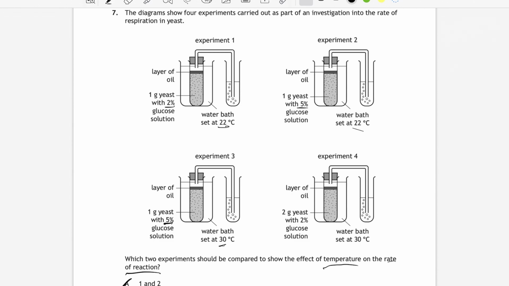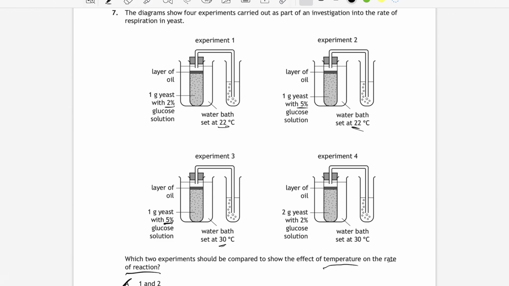So let's have a look at 2 and 3. So we've got a water bath at 22 degrees for experiment 2, and we've got 30 degrees again, so fantastic. We've got 1 gram yeast with 5% glucose solution. Fantastic. We've got 1 gram yeast with 5% glucose solution. So C is looking pretty good because it is only temperature that has changed. So I'm going to put a little dot next to it. And let's just check over D.